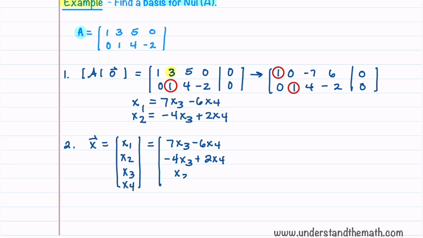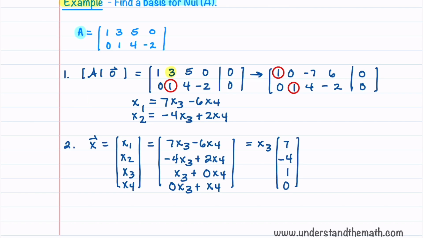I think it sometimes helps to write this as x3 plus 0x4. And then we have x4, which we can write as 0x3 plus x4. We can now pull out an x3 and write this as x3 times the vector 7, minus 4, 1, 0. And then we'll pull out an x4 and write down the vector for that. That vector is going to be minus 6, 2, 0, and 1. We can now complete step 3, which is to find the basis for the null space. That basis is going to contain these 2 vectors.